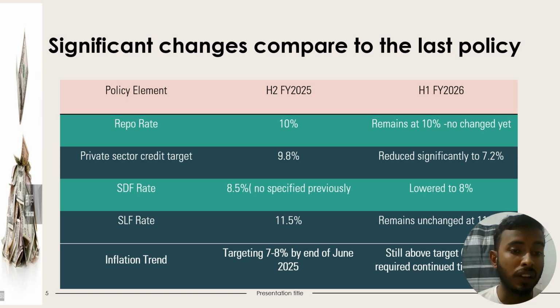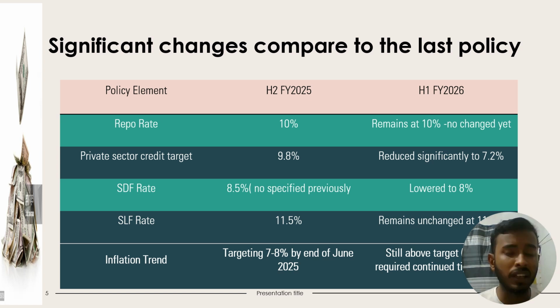First of all is the repo rate. The repo rate in FY 2025 was 10%. Also in FY 2026 it will remain at 10%. No change yet. And the second is the private sector credit target. In FY 2025 it was 9.8%, but in FY 2026 it is reduced significantly to 7.2%.